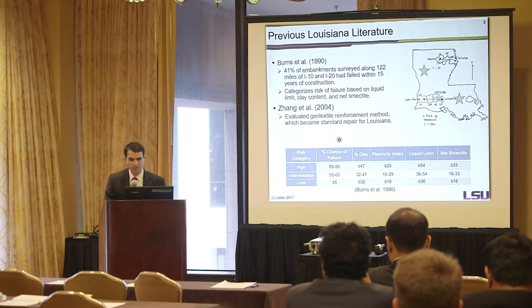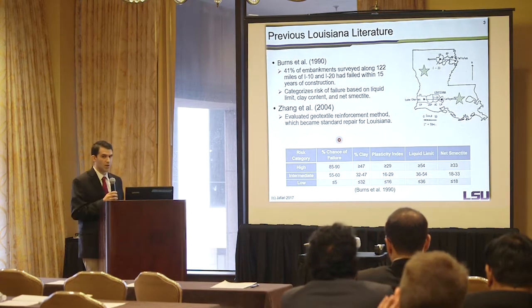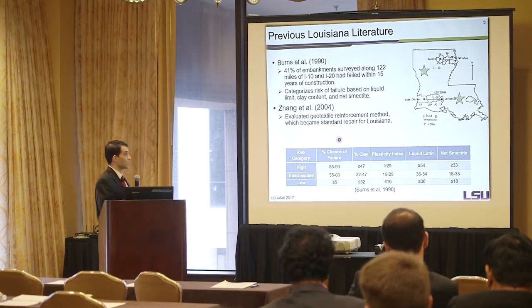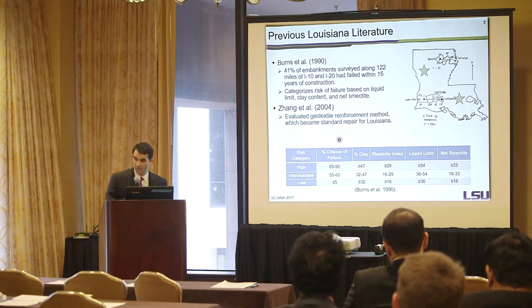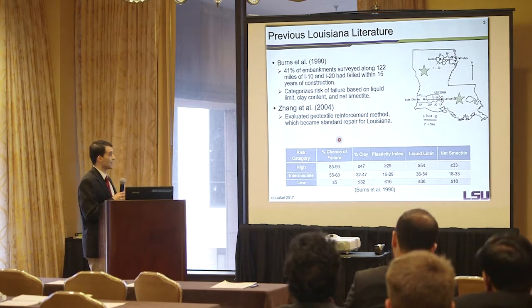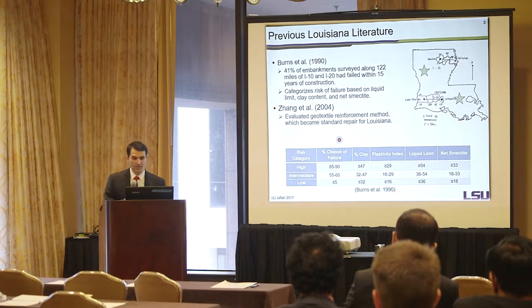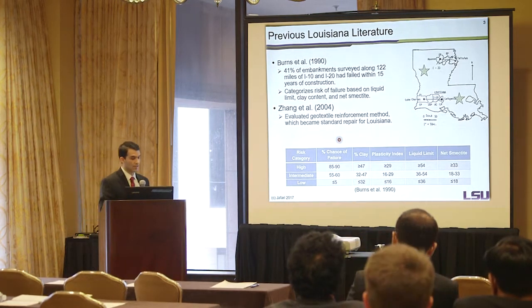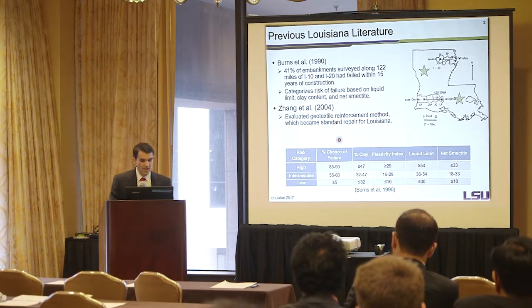So highway embankment slope stability, shallow slides, has been an ongoing problem ever since construction of these embankments 30 to 40 years ago. There has been literature on this, both from the Louisiana and Texas side. From the Louisiana side, there was a report back in 1990, which looked at the highway embankment failures along Interstate 20 from Monroe to Tallulah, and also from Lake Charles to Lafayette on Interstate 10. And so they found about 41% of the embankments had failed within 15 years of construction.